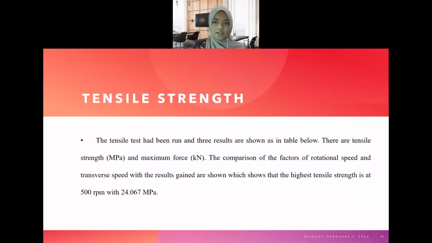The first objective is to determine the tensile strength, and the test has been run. The results show the tensile strength and the maximum force. The highest is at 500 RPM with 60 millimeter per minute, with a tensile strength value of 24.067 megapascal, and also the highest maximum force, which is 1.44 kilonewton.